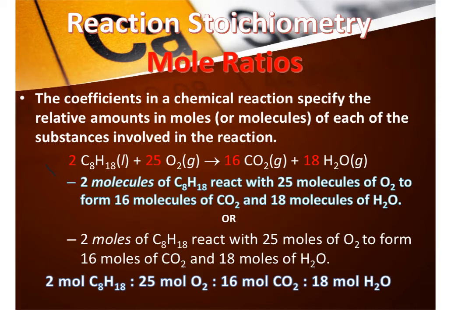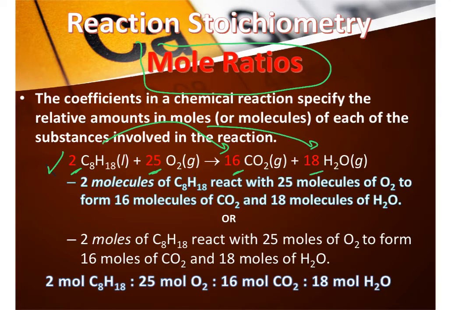So you have several substances in a chemical reaction. Once we get moles of one substance, we need to be able to correlate that to moles of all the other substances. How we do that is with mole ratios, and the mole ratios are really simple. They're just taken from the coefficients in the balanced reaction.